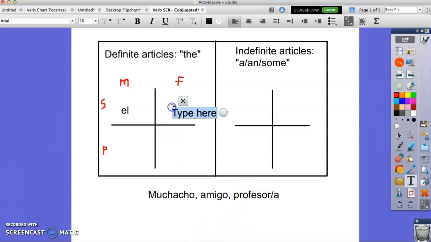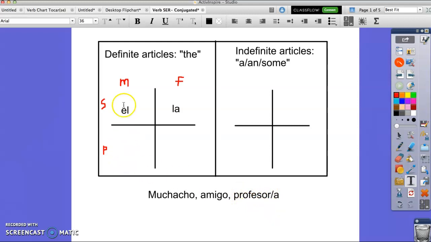Okay, the feminine version, I'm sure you guys probably know this. It's la. Okay, so if I'm saying the girl, instead of saying muchacho, I'm going to make it muchacha, and I'm going to say la muchacha. Same thing if it was a friend that was a girl, I'd say la amiga. And if it was a female teacher, I'd say la profesora.